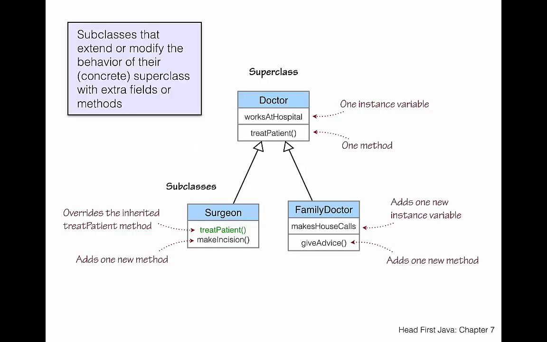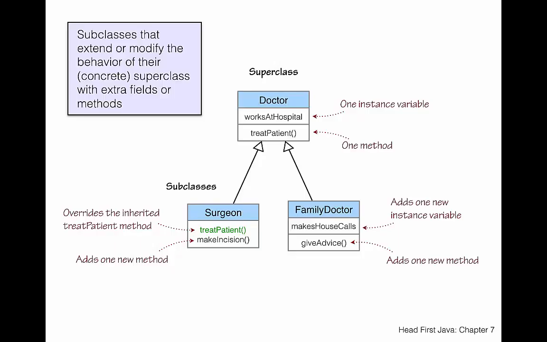Let's look at the most common form of inheritance structure first. We've got a concrete class, doctor, at the top of our type hierarchy. It has one field or instance variable named works at hospital, and it has one method, treat patient.